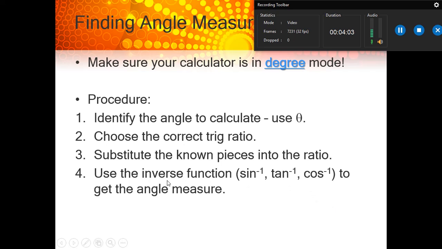Then we're going to proceed with our inverse functions. On the iPad, if you hold down the sine button, you'll see inverse sine. Same for tangent and for cosine. I'm not asking you to raise this to the negative first power. The negative one just simply implies that it's an inverse function. And these are the keys that we're going to use today to come up with our angle measure.